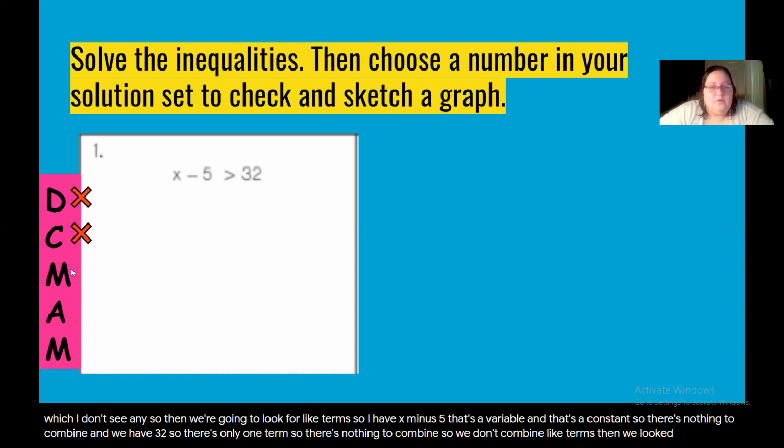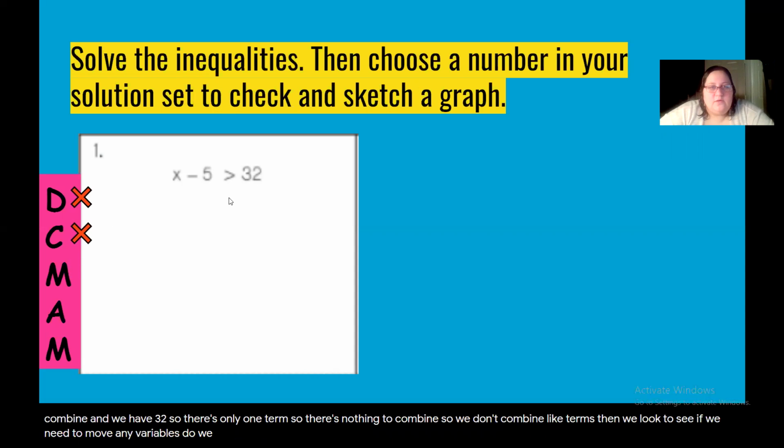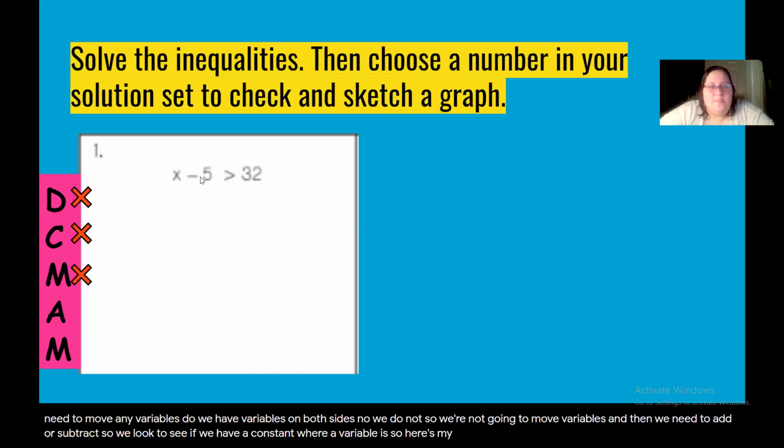Then we look to see if we need to move any variables. Do we have variables on both sides? No, we do not, so we're not going to move variables. And then we need to add or subtract. So we look to see if we have a constant where our variable is. So here's my variable, and I have a constant. I have -5. So we need to move that.